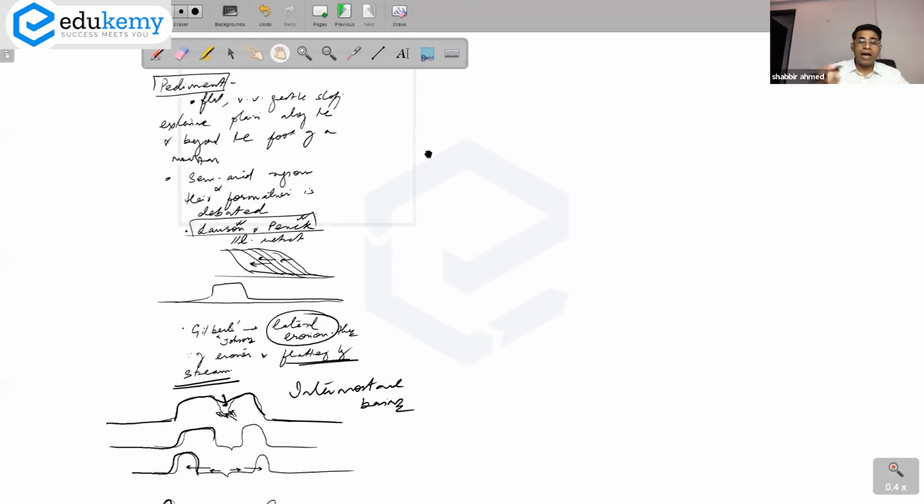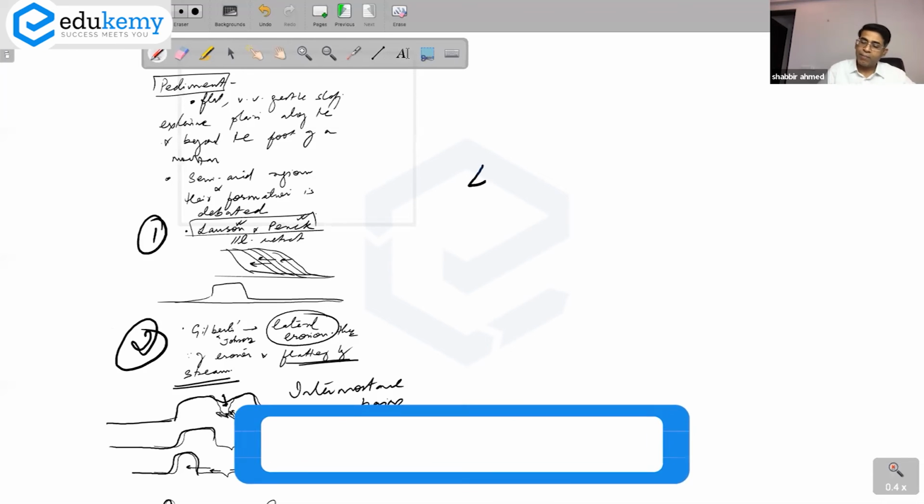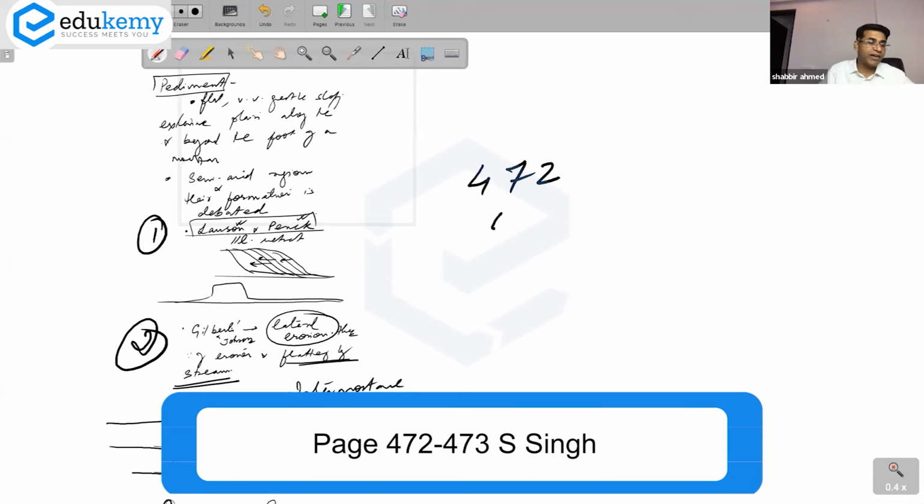One theory, आपकी किताब में 3 theories हैं, but you remember, one is the Lawson's theory, which is like the parallel retreat, just as Penck has mentioned, and the second theory is the lateral erosion theory. अगर पढ़ना है page 472 and page 473. That's enough for 1.5 page of write-up.